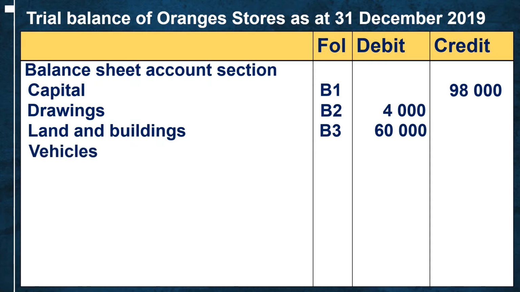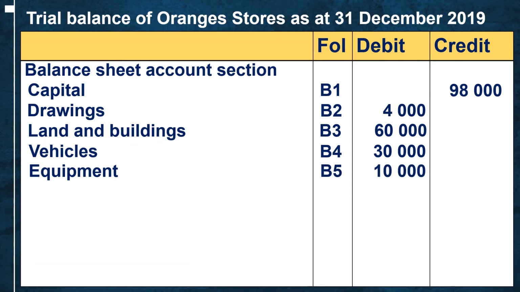We then write vehicle in the first column, and in the folio column we write B4, and then we record the amount of 30,000 Namibian dollars in the debit column because vehicle increases on the debit side. We move on to equipment, where we write equipment in the first column, and in the folio column we write B5, and then we record the amount of 10,000 Namibian dollars in the debit column because equipment increases on the debit side.